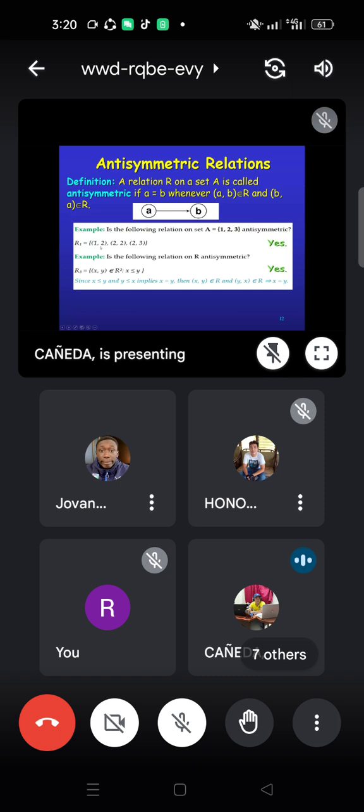One, two, two, two, two, three. So this is anti-symmetric. So A is equal to B. It implies that X is equal to 1.